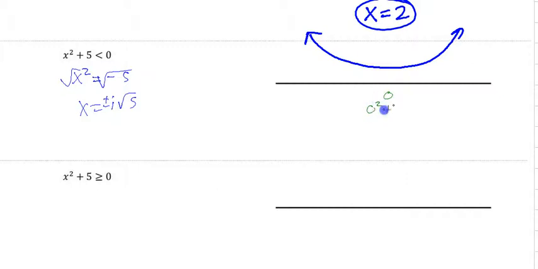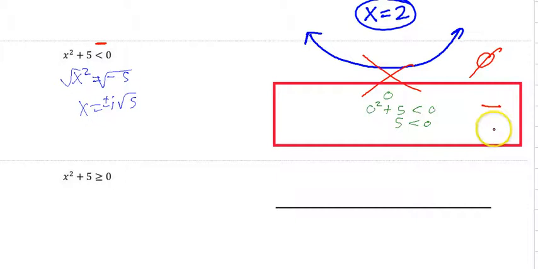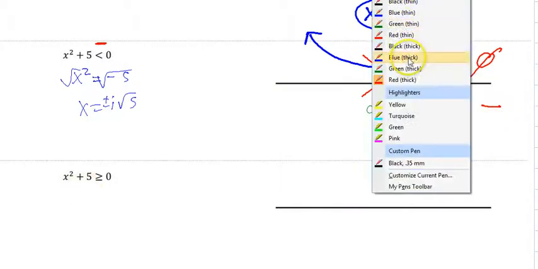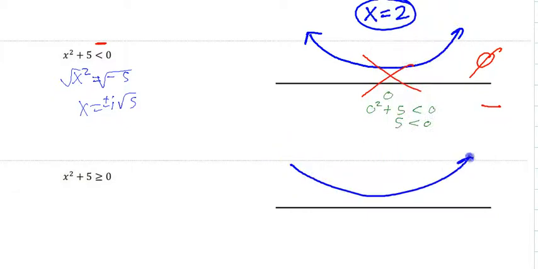So 0 squared plus 5 is less than 0. Is 5 less than 0? No, it's not. So we cross it off, and since that's only one region we have, our answer is no solution. It doesn't work. And also, think about it, if it's less than 0 again, we're negative. Is there any parabola in the negative region? No, there's not. So, same exact thing. Parabola is above. It's sitting right up here. And this one we're looking for positives.